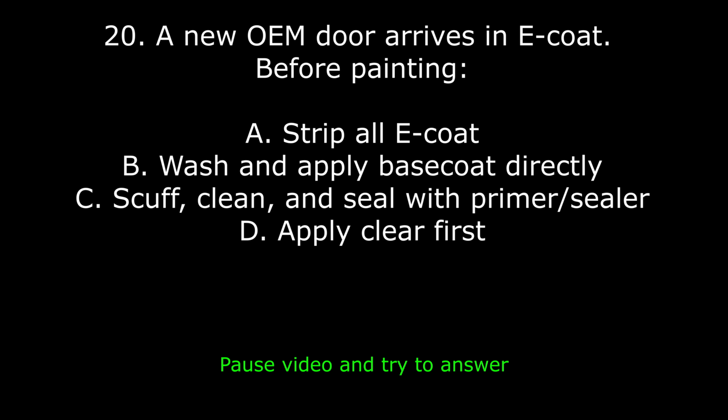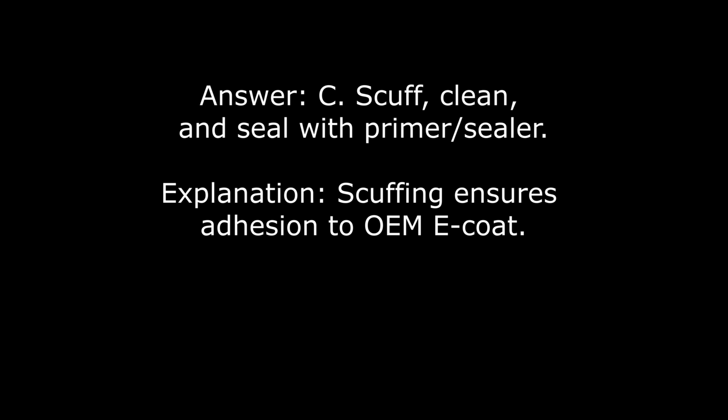20. A new OEM door arrives in E-coat. Before painting: A. Strip all E-coat. B. Wash and apply base coat directly. C. Scuff, clean, and seal with primer sealer. D. Apply clear first. Answer: C. Scuff, clean, and seal with primer sealer. Explanation: scuffing ensures adhesion to OEM E-coat.